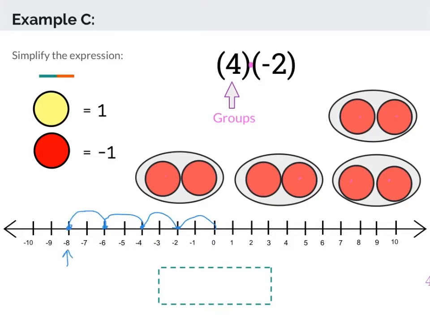stops at -8. So the first time when I did it with my counters, I got -8. When I used my number line, I got -8. So my answer must be 4 times -2 gives me -8. Make sure that your paper looks like mine, and then let's move on to the next one.